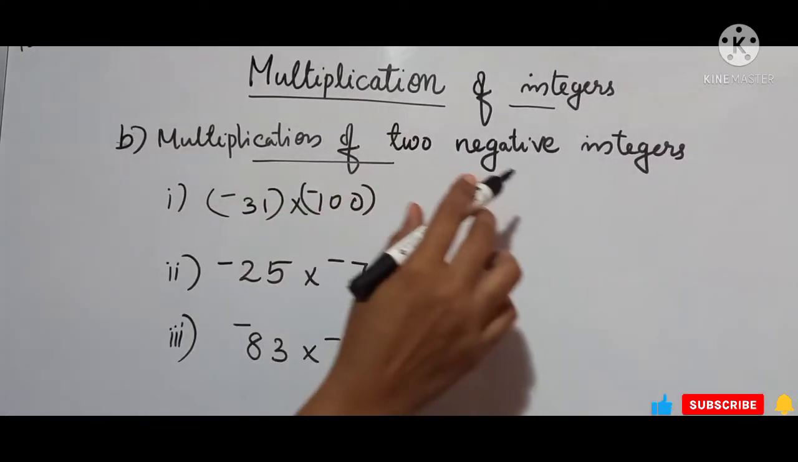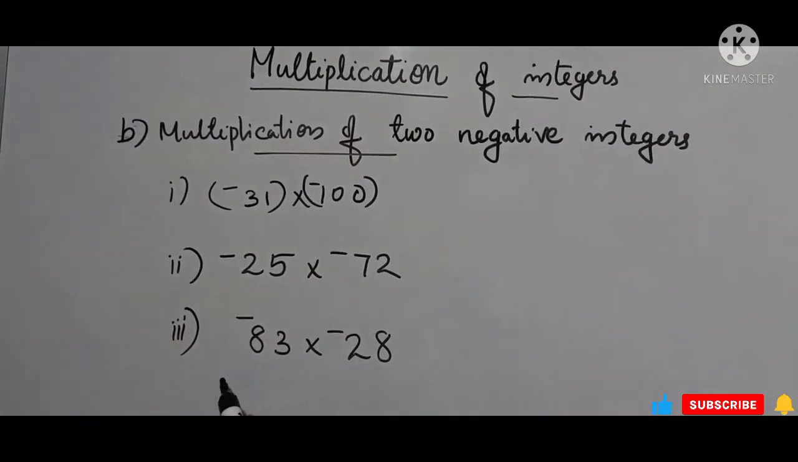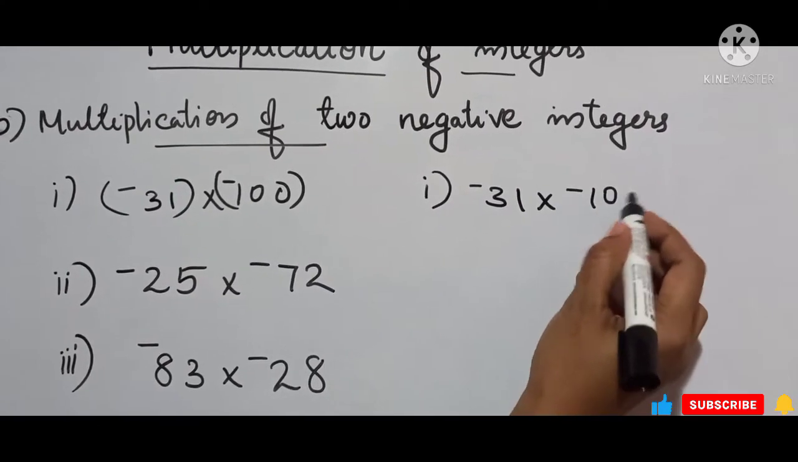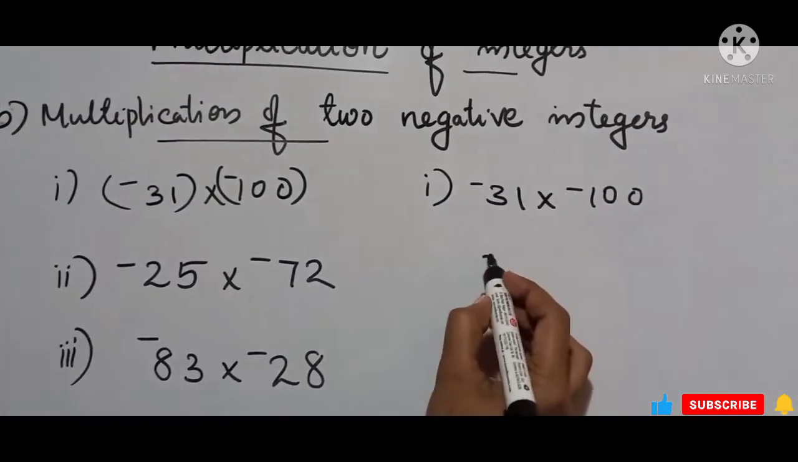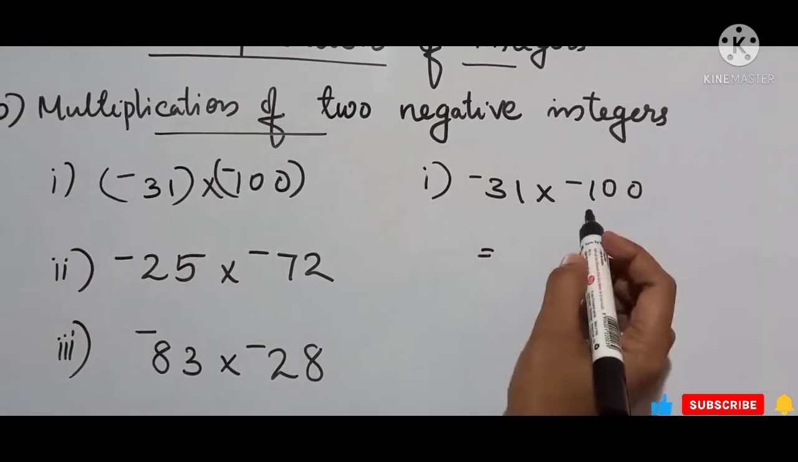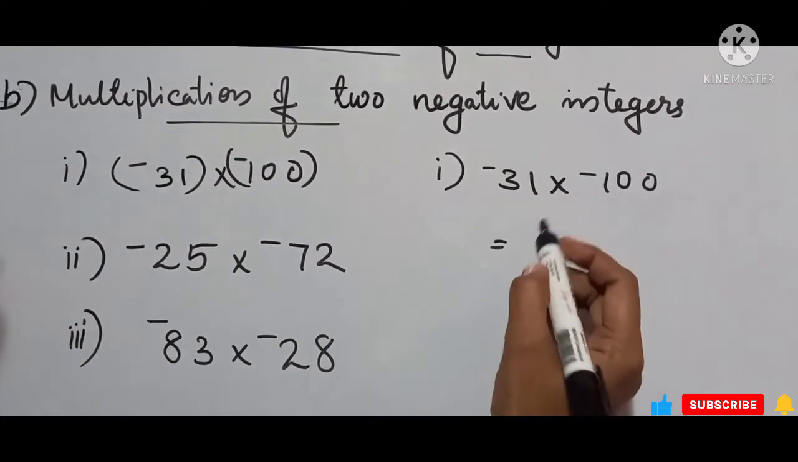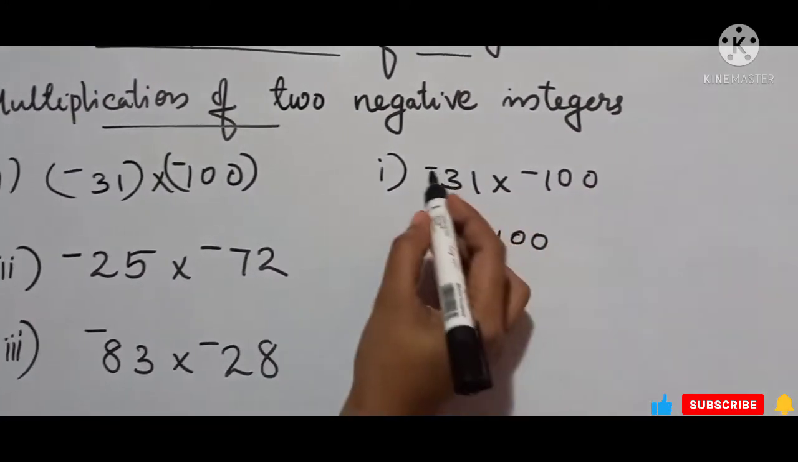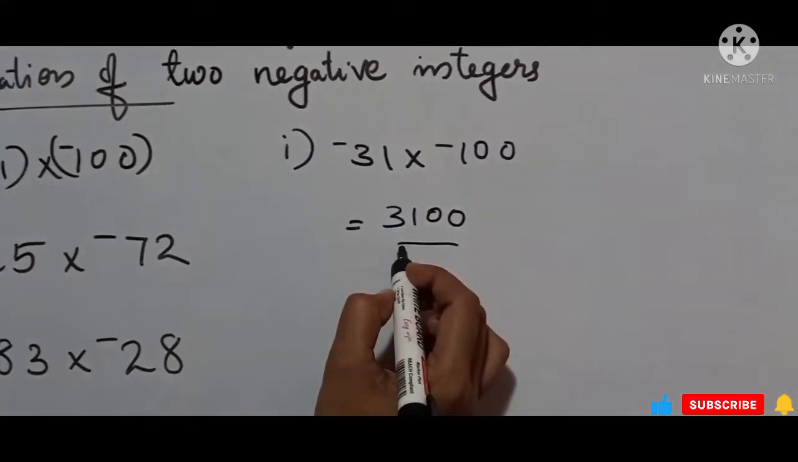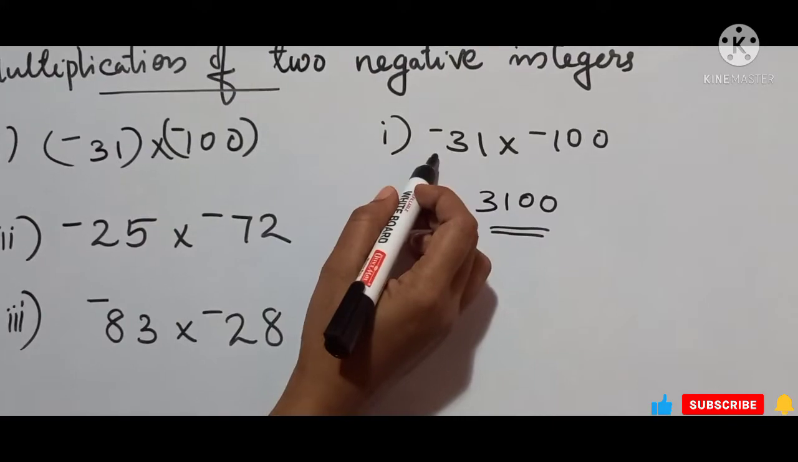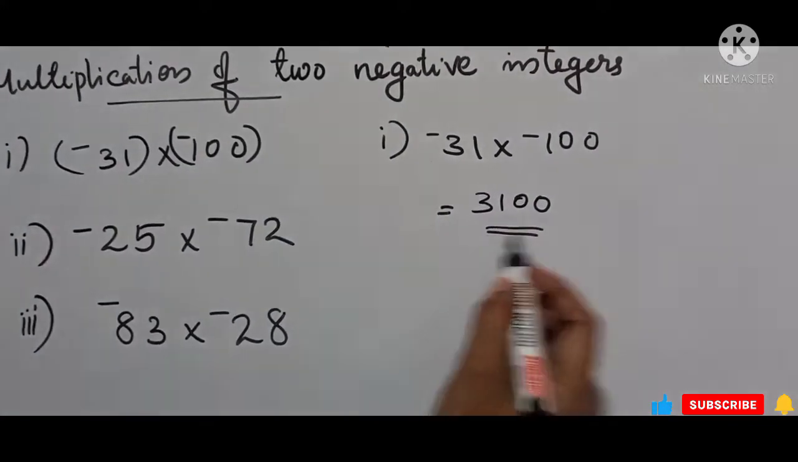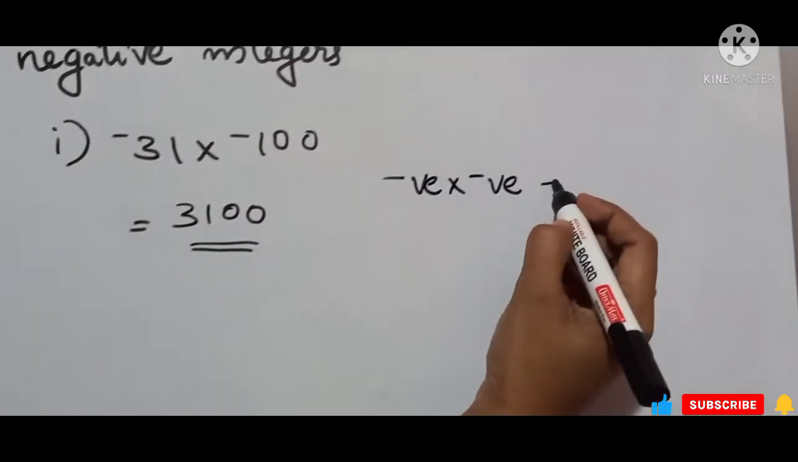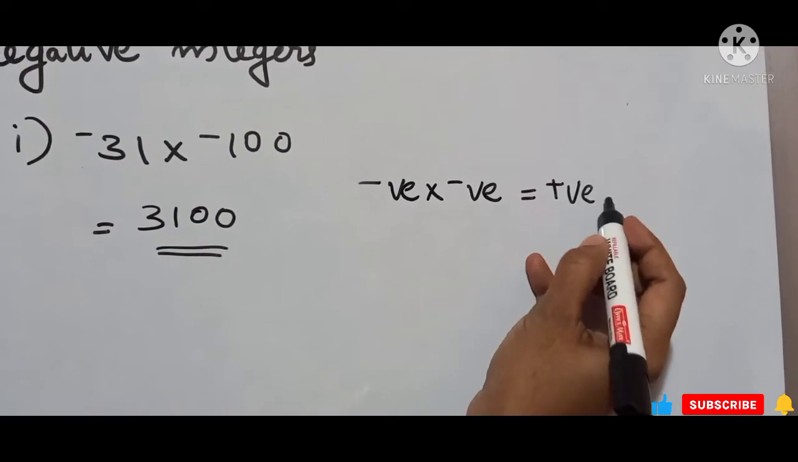Next is multiplication of two negative integers. Here I have selected some questions. First one, it is minus 31 into minus 100. Here you can see two negative integers. In this case, we just have to find the product of 31 and 100, which is 31 followed by two zeros. Then minus and minus, that answer is always positive. If we multiply a negative integer by a negative integer, the answer is always positive. The product of two negative integers is a positive integer.